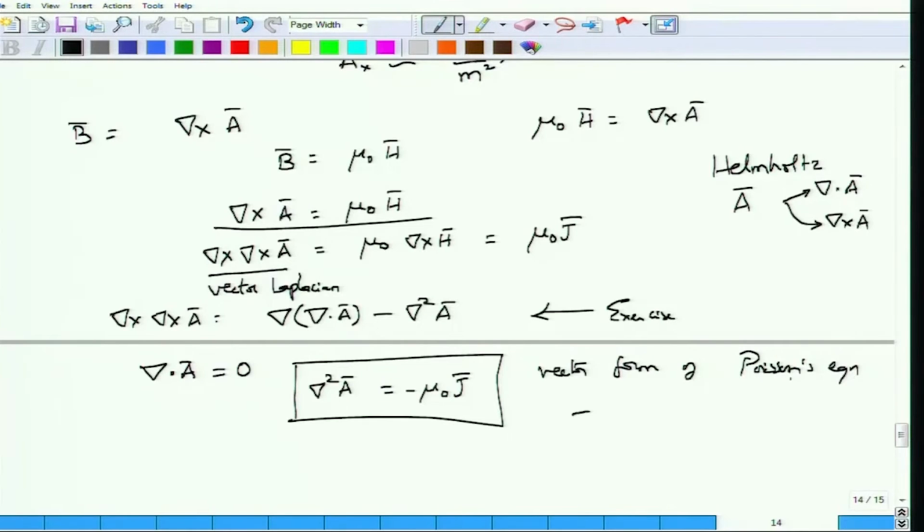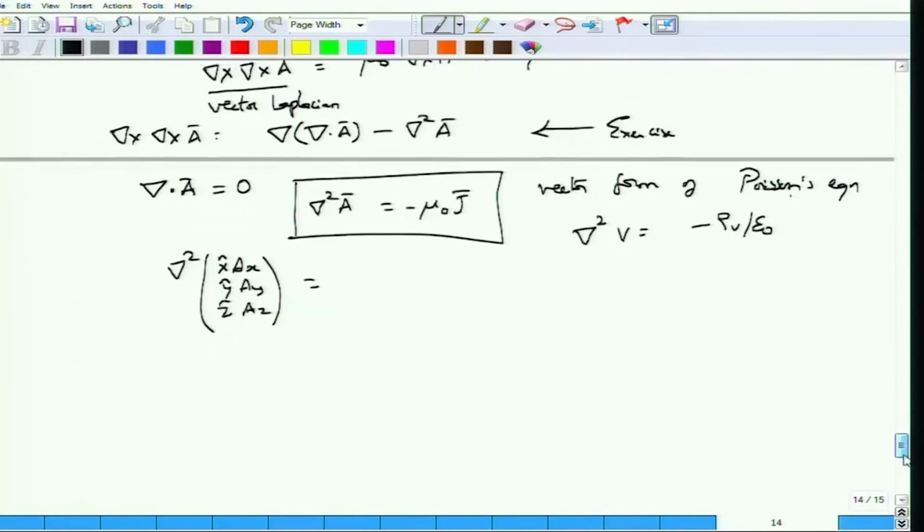If you do not see it, look at this: del square V is equal to minus rho V by epsilon 0. This is the scalar form of Poisson's equation because V is a scalar. Here it is actually a vector Laplacian because this A itself has 3 components. It has x hat Ax, y hat Ay and z hat Az, and this del square operator has to operate on each of these 3 components.